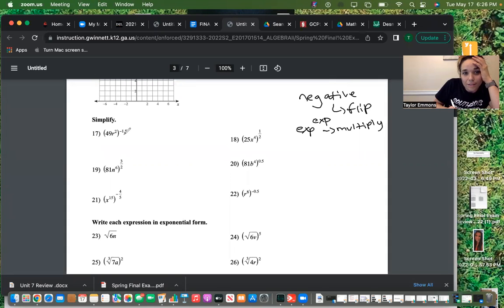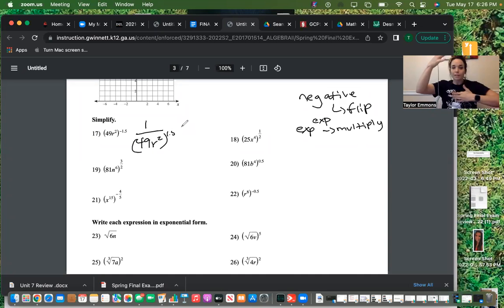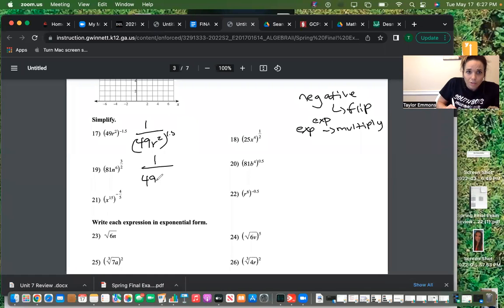Right here, this is negative 1.5. So this is going to be 1 over 49 r squared raised to the 1.5. All I've done so far is flip the fraction. Now this 1.5, I suggest turning it into a fraction. Some people like working with decimals instead, and that's fine, but I'm going to turn this into a fraction. So I'm going to raise both of these things to the 3 halves: 49 raised to the 3 halves, r squared raised to the 3 halves.